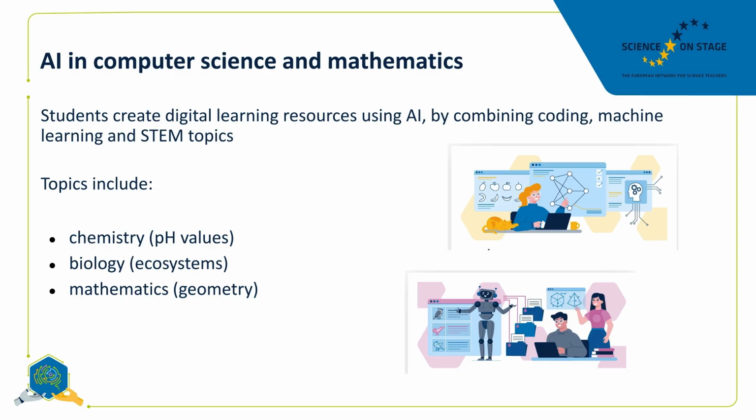In AI, computer science and mathematics, in the unit, students create digital learning resources using AI. The activities combine coding, machine learning, and different STEM topics. They can explore scientific topics such as pH values in chemistry, ecosystems in biology, or geometry in maths.